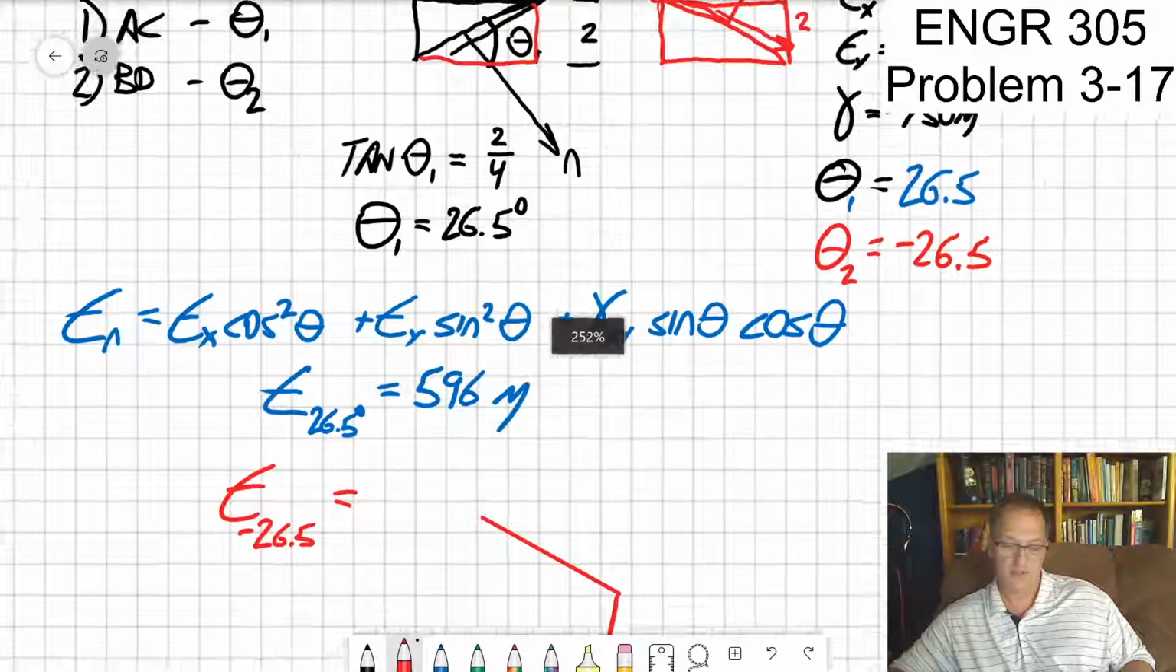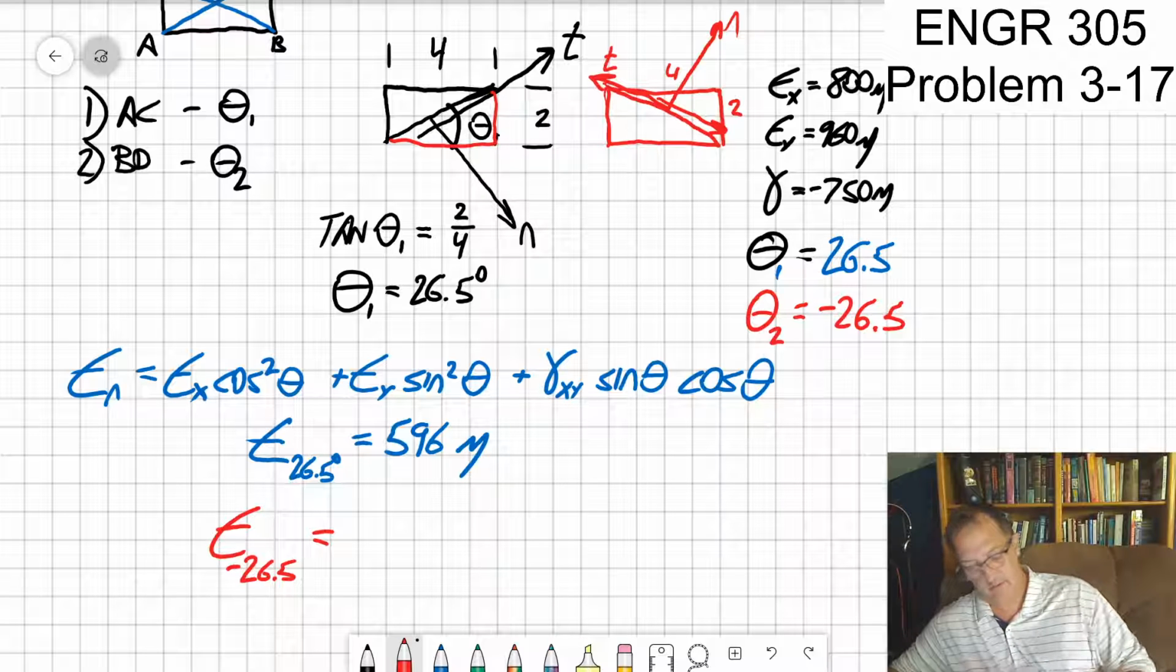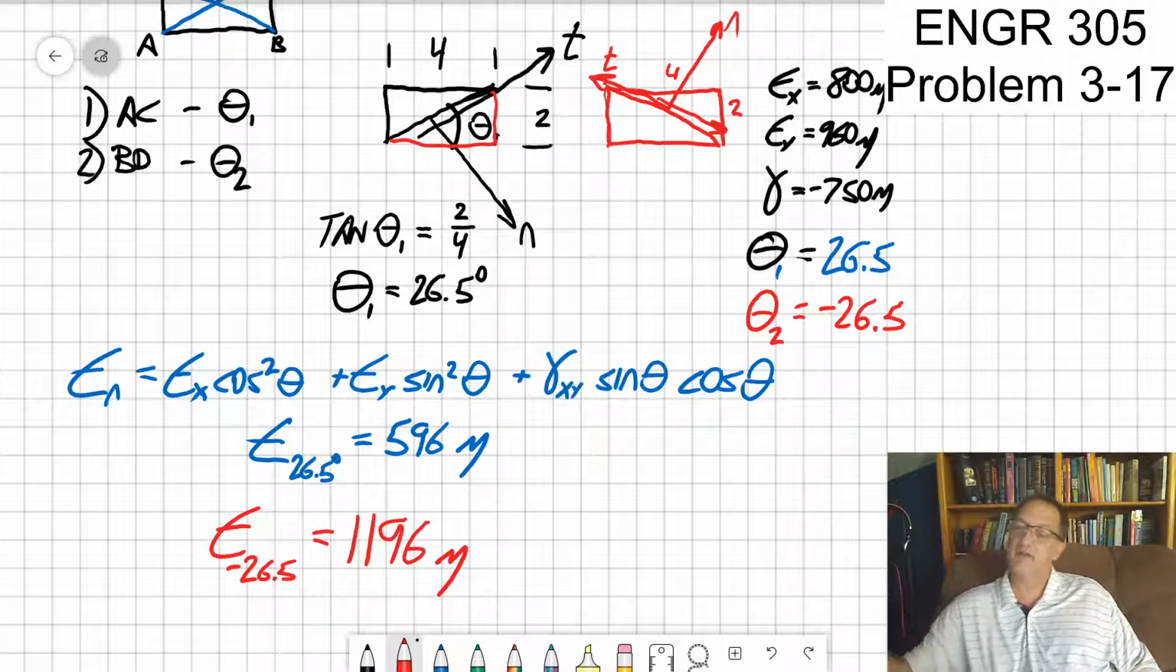man, I'm just struggling with the screen today. 1196 micro. Wonder if I can get a glove, if that would help. Of course, I don't really want to wear gloves while I'm doing this.